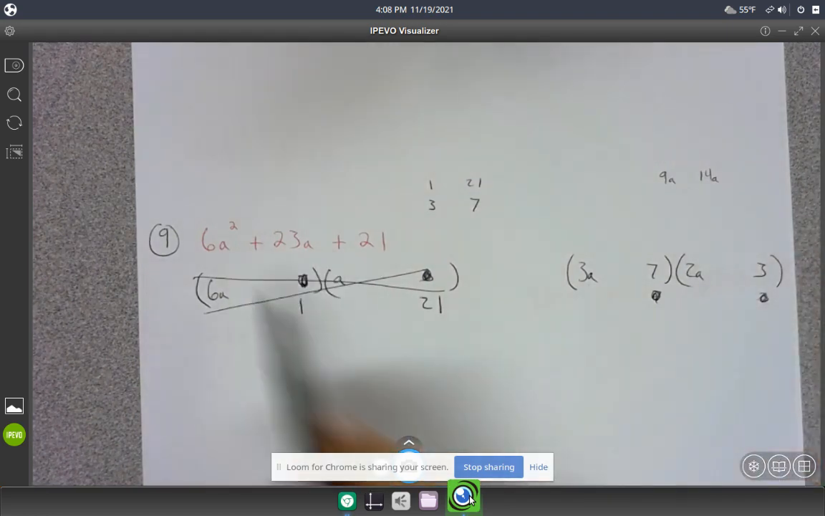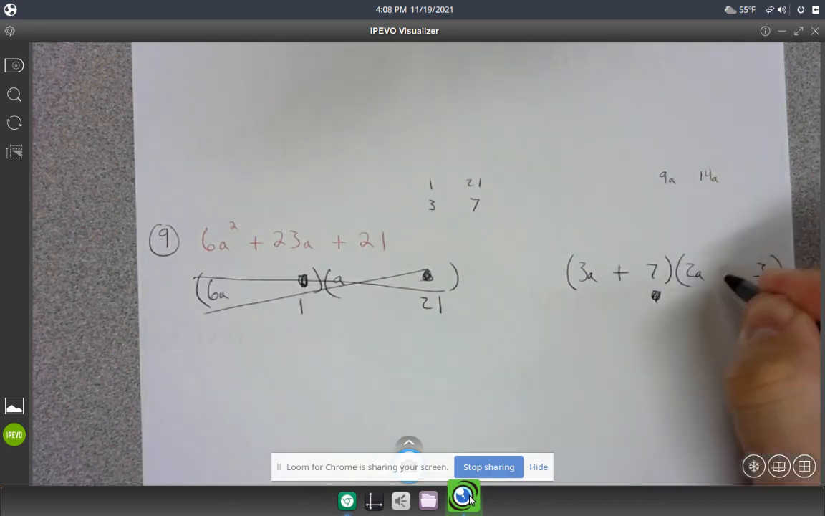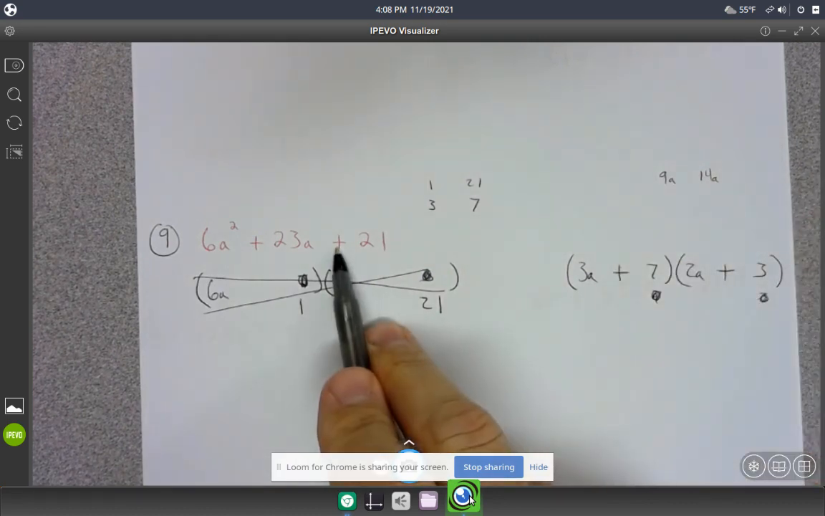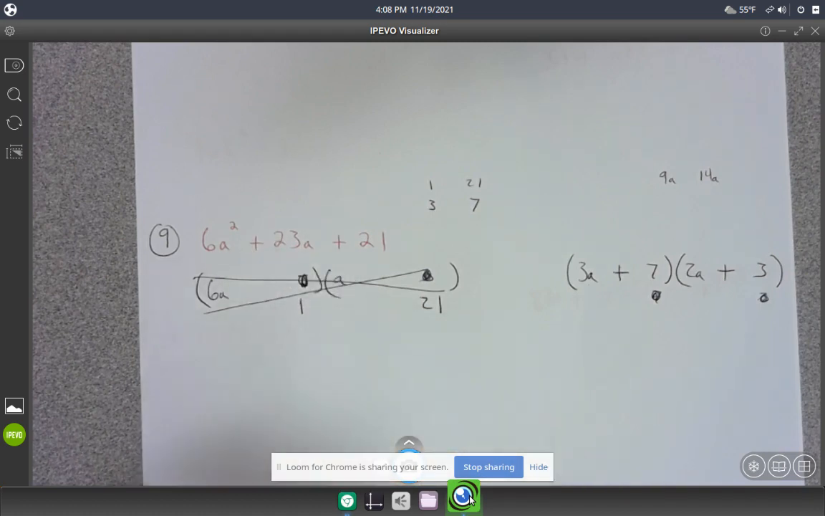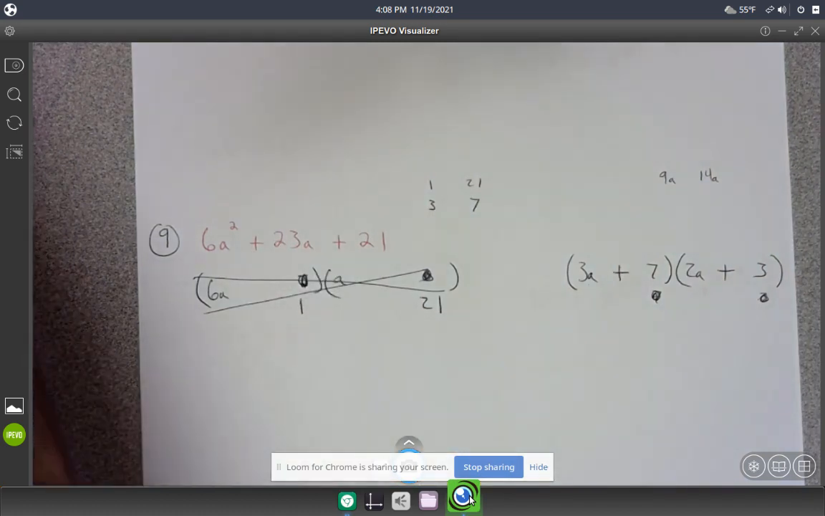And thankfully, everything's pluses, so the signs are really easy on this one. They're the same signs, and I just made them both pluses. Okay. All right, that's good for this one.